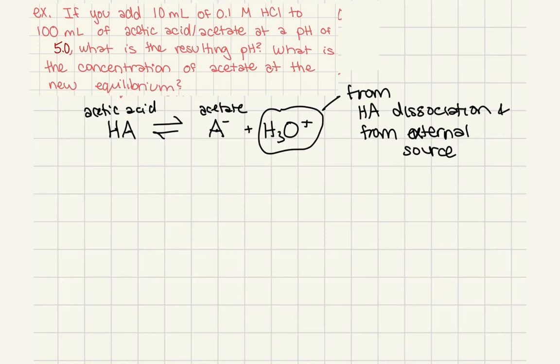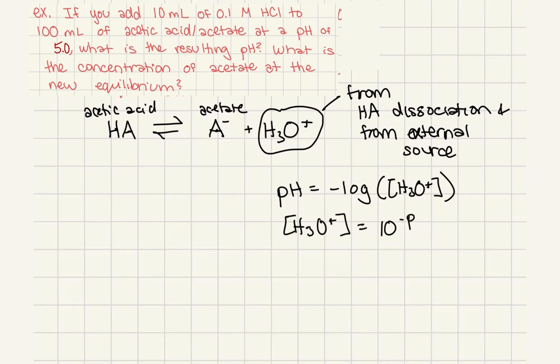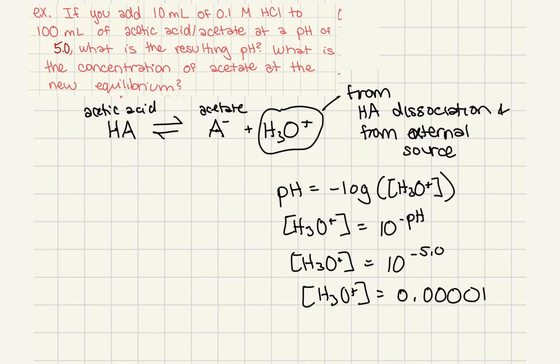So remember that relationship where we have the pH equals minus log of our H3O plus. So we can then say our H3O plus is equal to 10 to the minus pH. And then we can solve this: it equals 10 to the minus 5.0, which is going to give us a value of 0.00001, so 1 times 10 to the minus 5. Okay, so we're going to have this as our value.